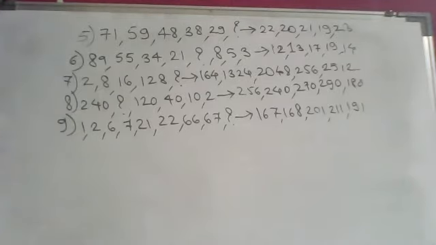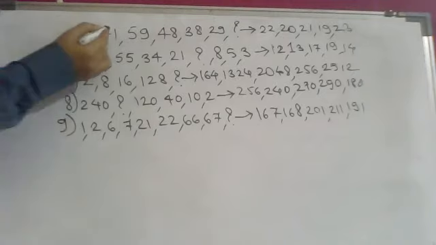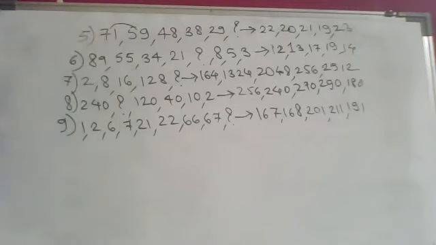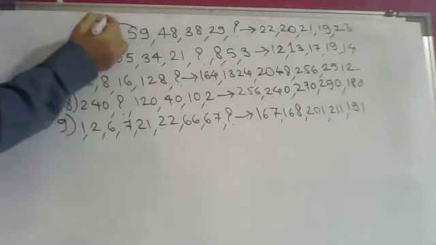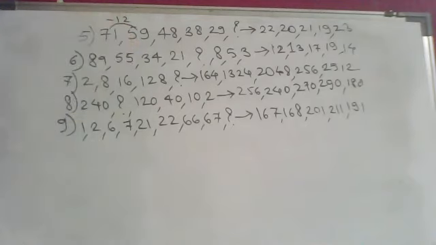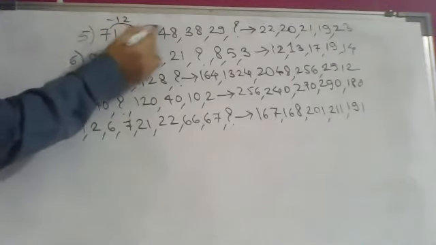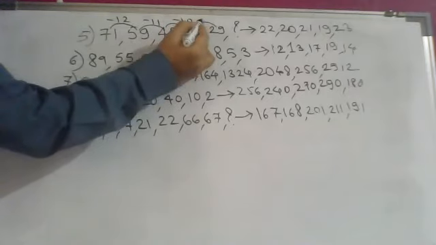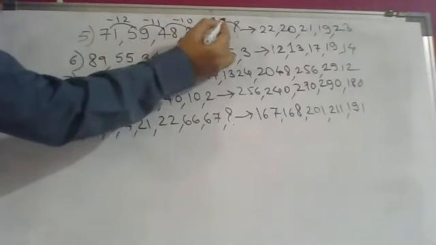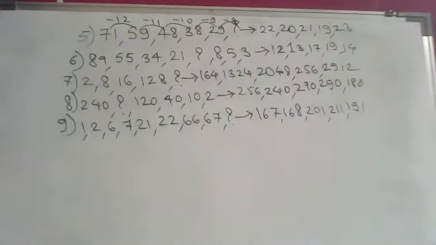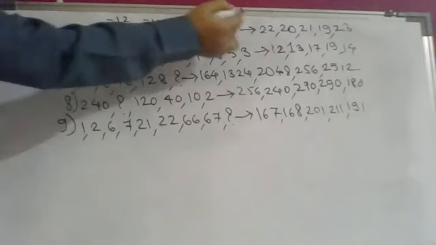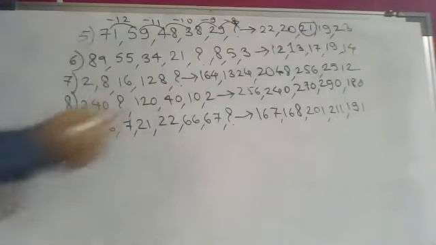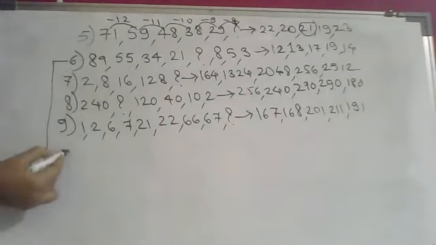Question 5: your answer is 21. Now we'll check. What is the difference here? Minus 12, we are getting 59. Minus 11, minus 10, minus 9, and now minus 8. 29 minus 8, 21 is your answer.